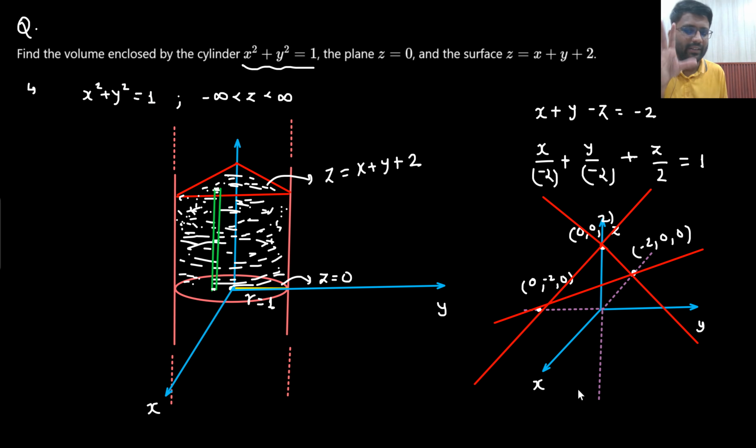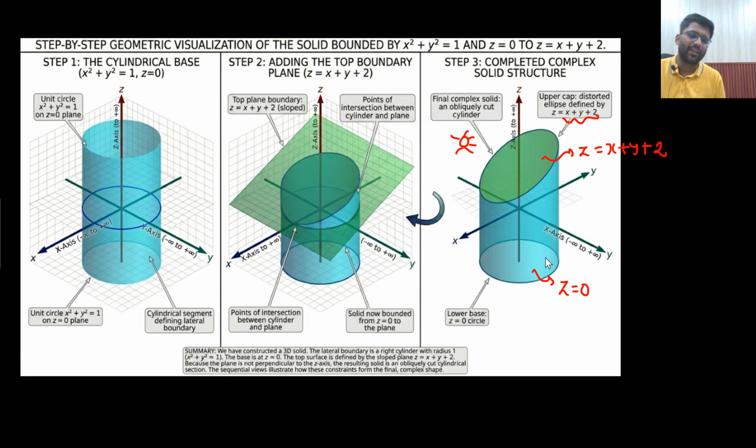This was the question: there is a cylinder, the plane z equals 0, and the plane z equals x plus y plus 2. So this will also be a plane, extended to plus infinity and minus infinity, cutting the x axis at minus 2, the y axis at minus 2, and the z axis at 2. So this will cut our cylinder in this manner. So the limit of z we are taking is from 0 to x plus y plus 2.